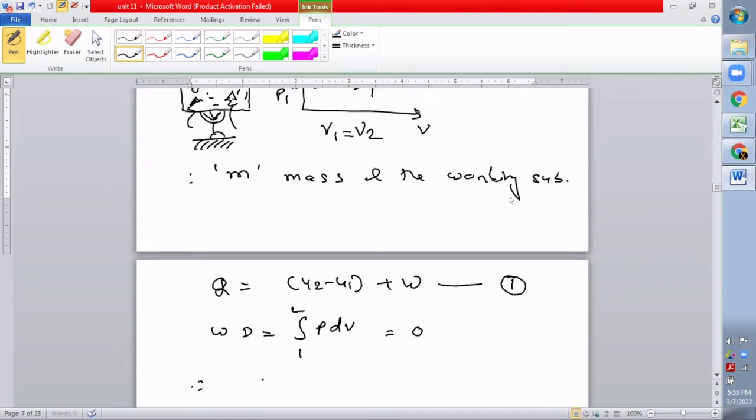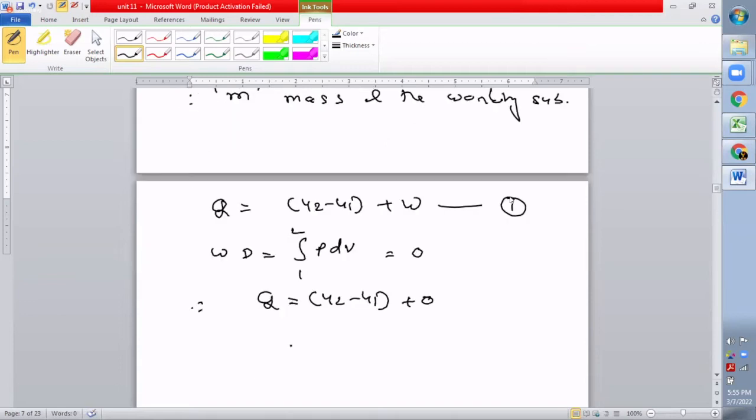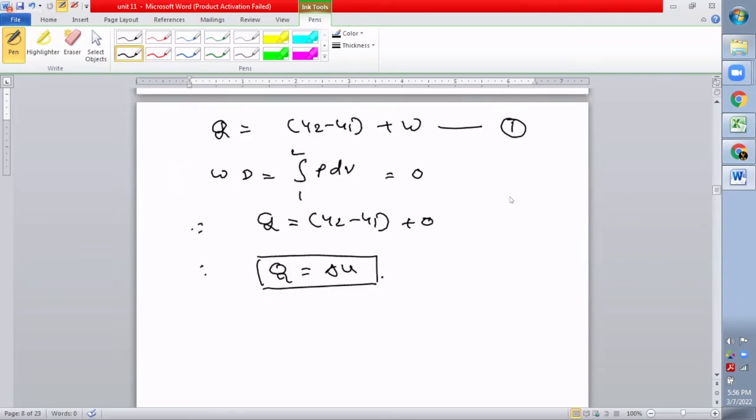So in this particular case, the value of Q is nothing but U2 minus U1 plus 0. That means Q is equal to the change in its internal energy, that is called del U.